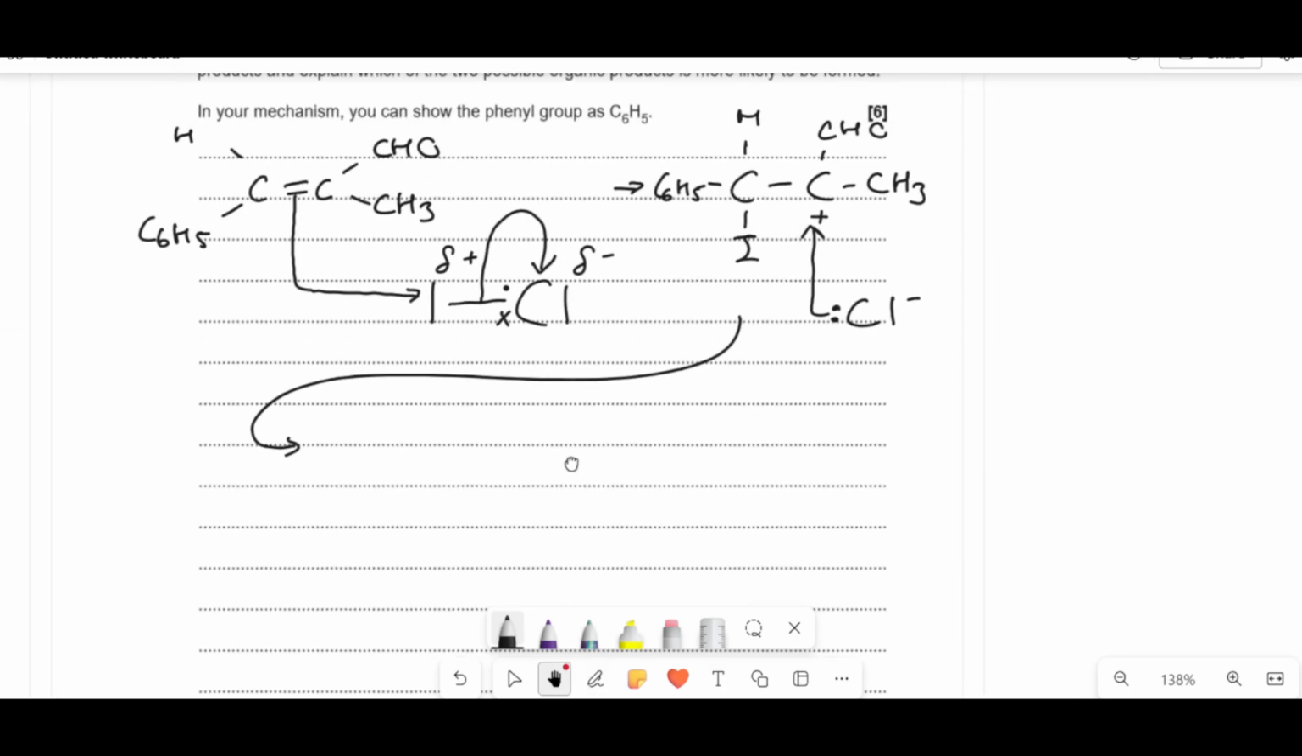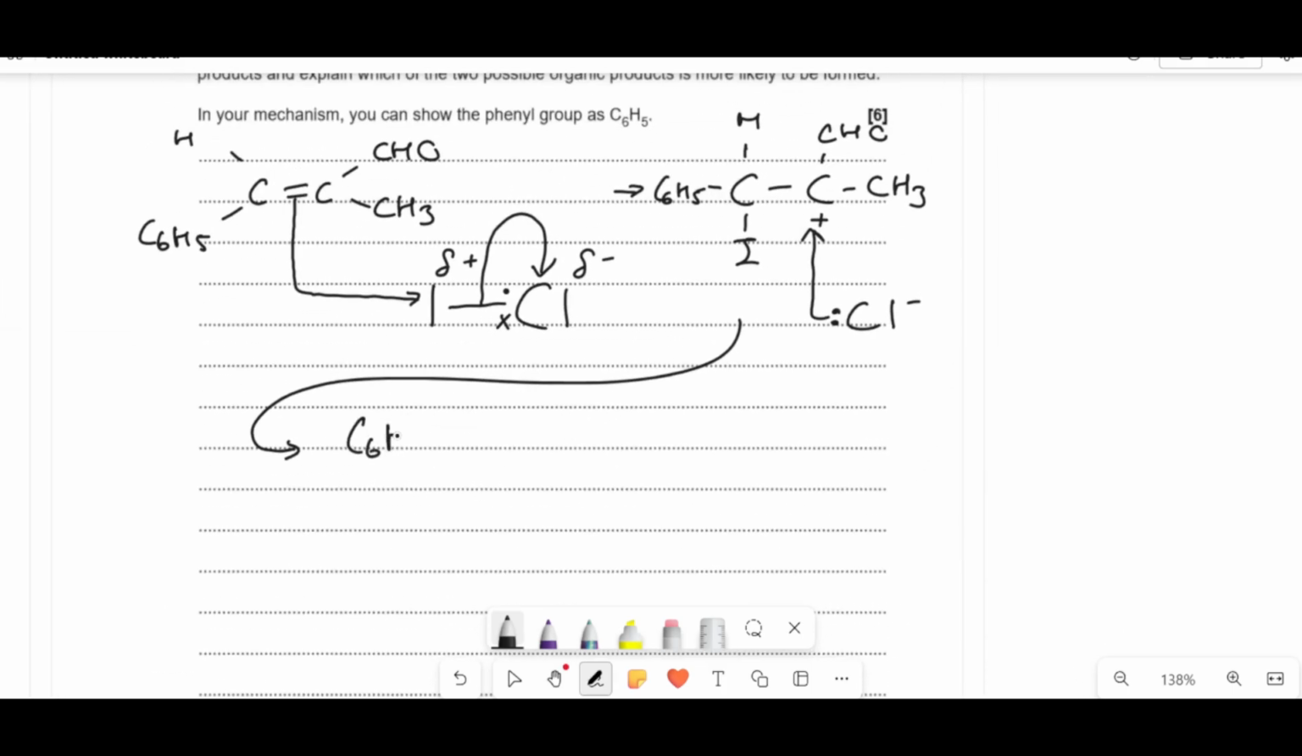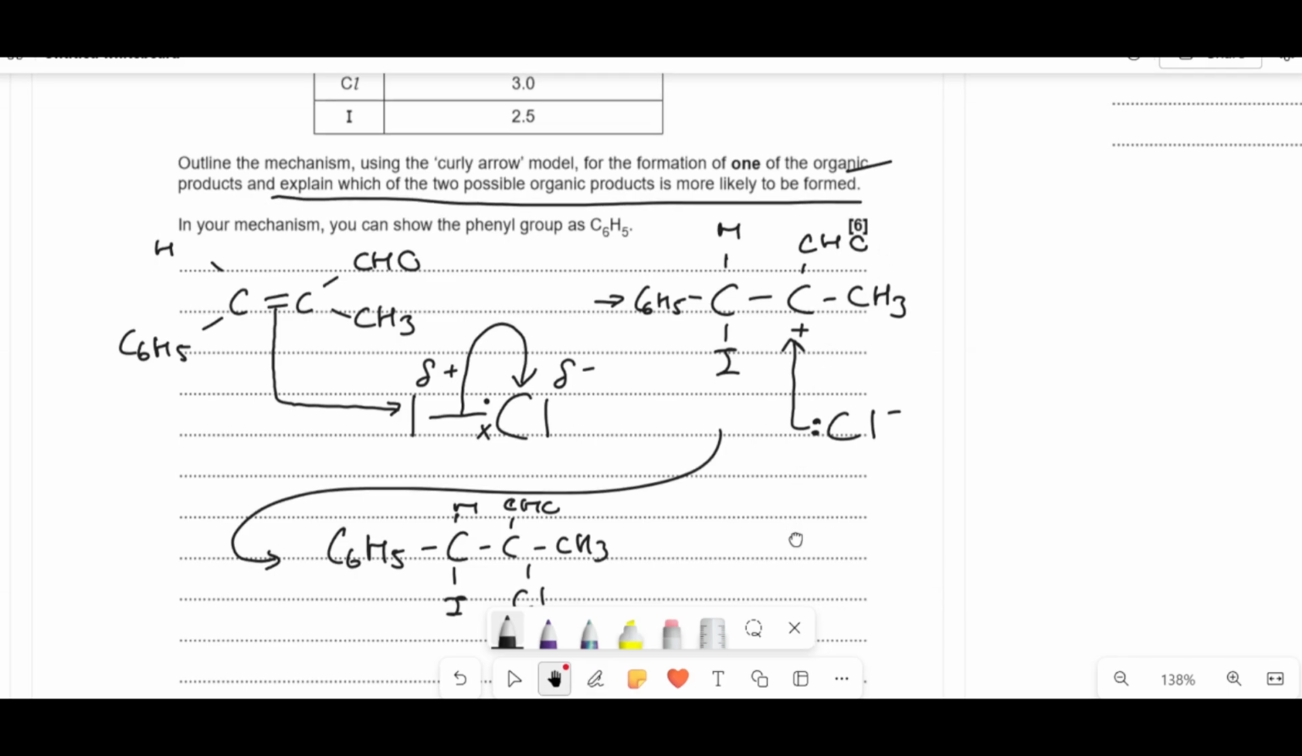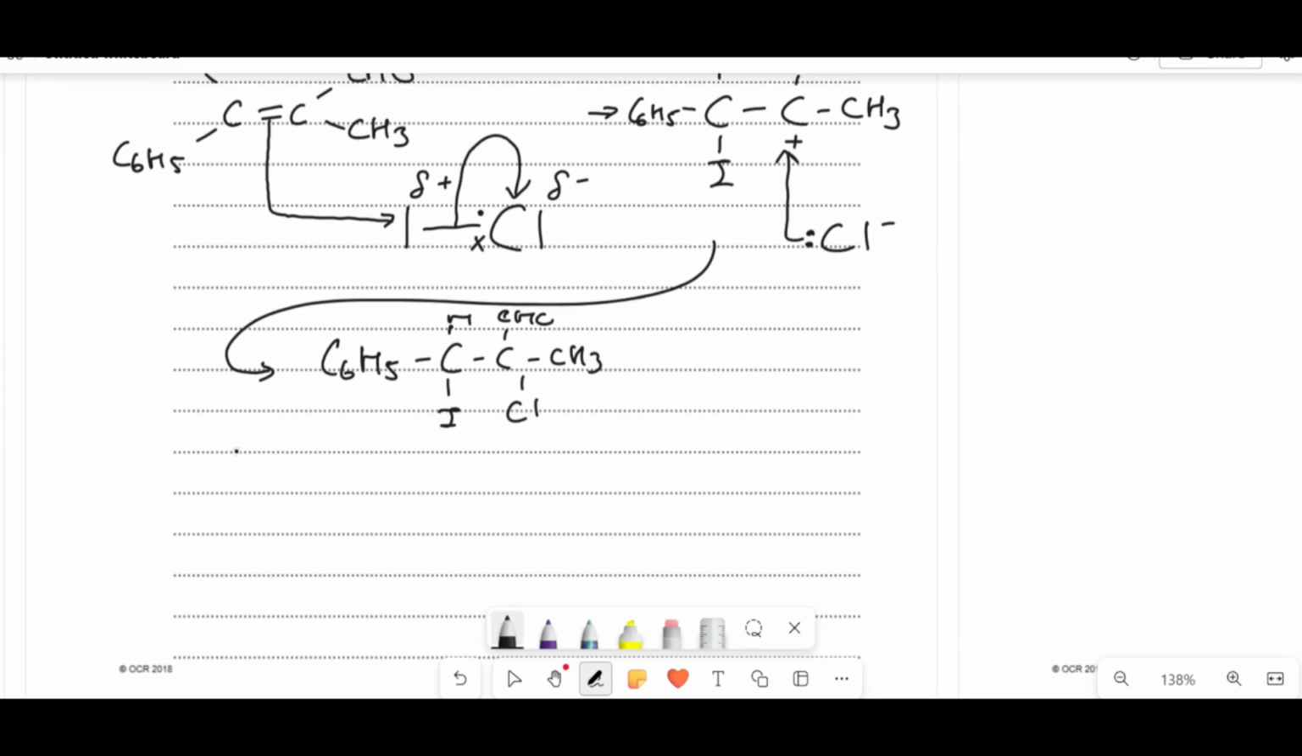So then after that happens, what you end up with is the C6H5, we've got the CC, we've got our H, we've got our CHO, we've got our CH3, we've got our I, and then we've got our Cl there. So we've done the first bit where we've outlined the mechanism to form the one organic product. Now we need to explain which of these is most likely to be formed. The reason that this is the most likely is because this is your major product, right?